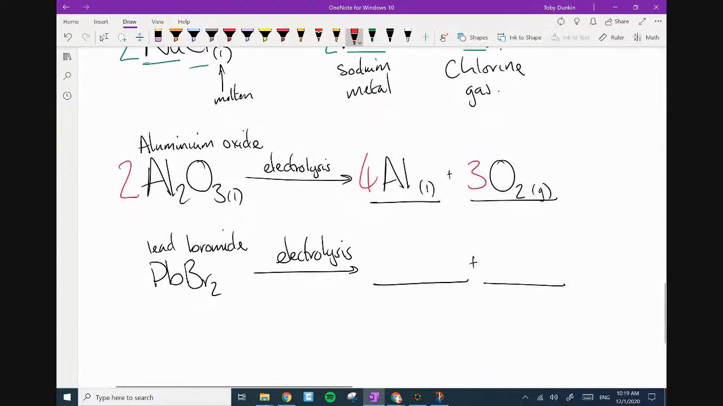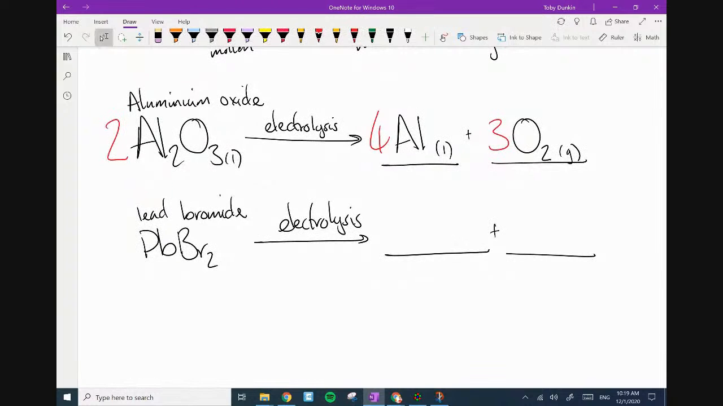Well done, Julius. Well done, Ziner. So guys, on to the next one, lead bromide. I'm going to rip it apart. It's molten. I'm going to take lead bromide, heat it to become a liquid, and then pump electricity through it. And what am I going to create?